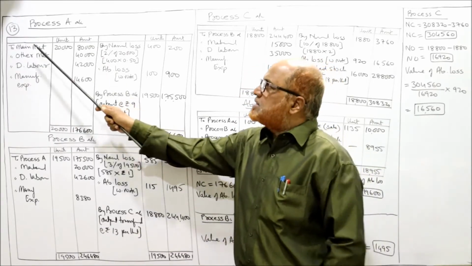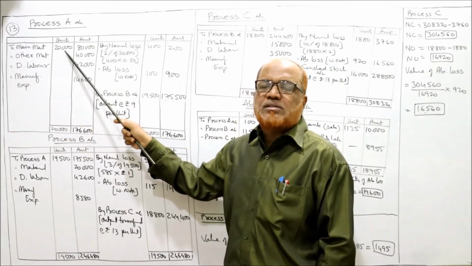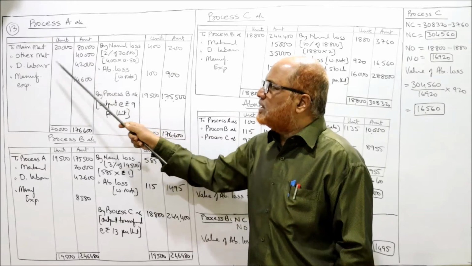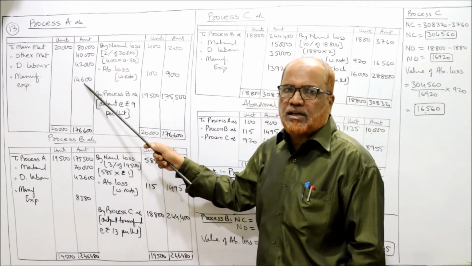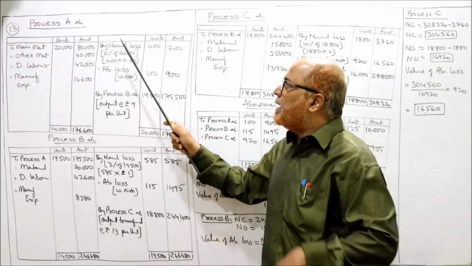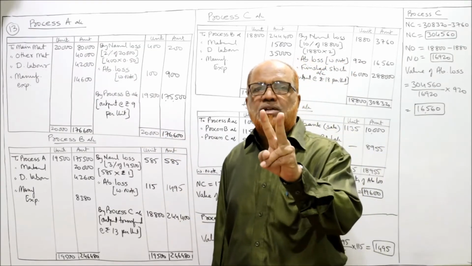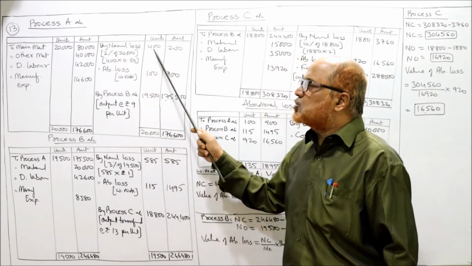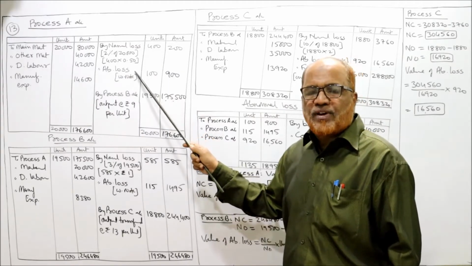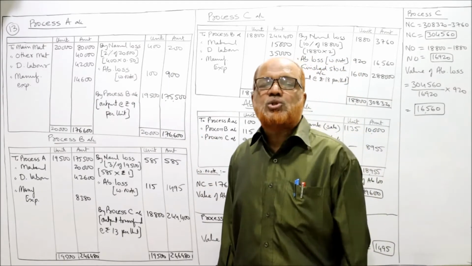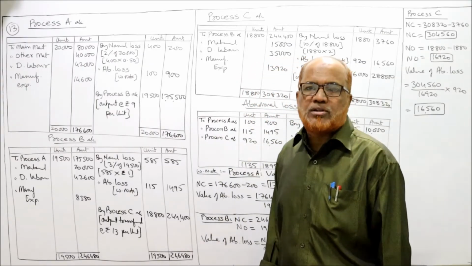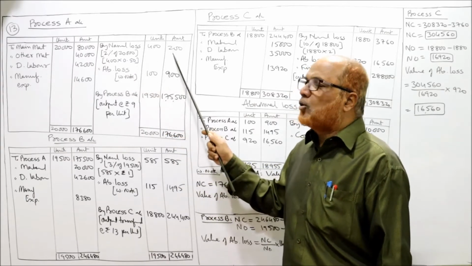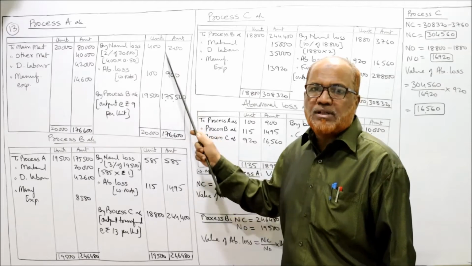Process A account. Debit side we will take the main material, 20,000 units introduced at a price of rupees 80,000 given in the problem. Then other material 40,000, direct labor 42, manufacturing expense 14,600. Debit side completed. Now see the credit side. By normal loss, it is given in the problem 2% of the input is normally lost, wastage. So 20,000 into 2% comes to 400 units lost. And in this first process, this normal loss is sold as scrap, 50 paisa per unit. So 400 into 0.5, 200 rupees we are going to realize from the sale of scrap.